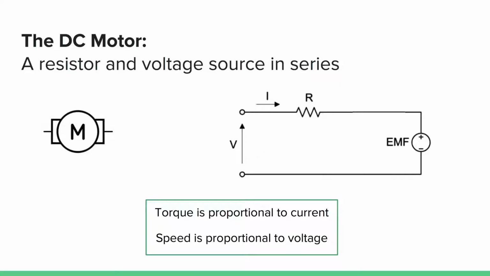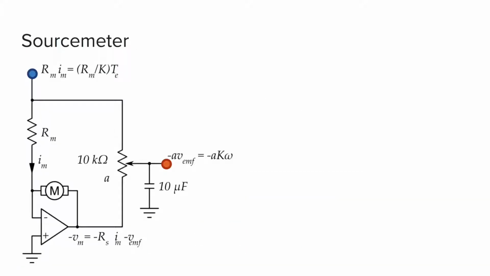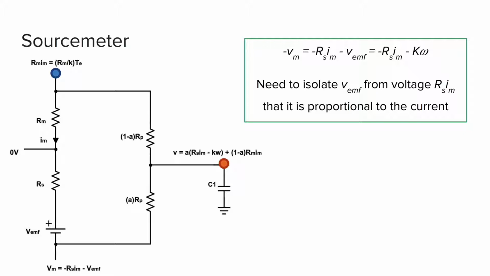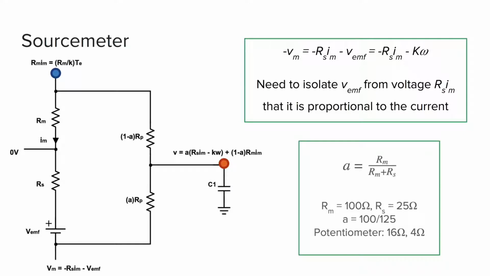To control the angular velocity, we first need a way to find this velocity. There is no direct way to measure VEMF since the voltage drop across the entire motor also includes that across RS. Thus, we have the source meter circuit, which takes in a current proportional to the electric torque of the motor and outputs a voltage proportional to the angular velocity. The source meter can be simplified, shown here. By correctly tuning the ratio of the effective resistors from the potentiometer, we can isolate the part of the motor's voltage drop that is proportional to angular velocity.